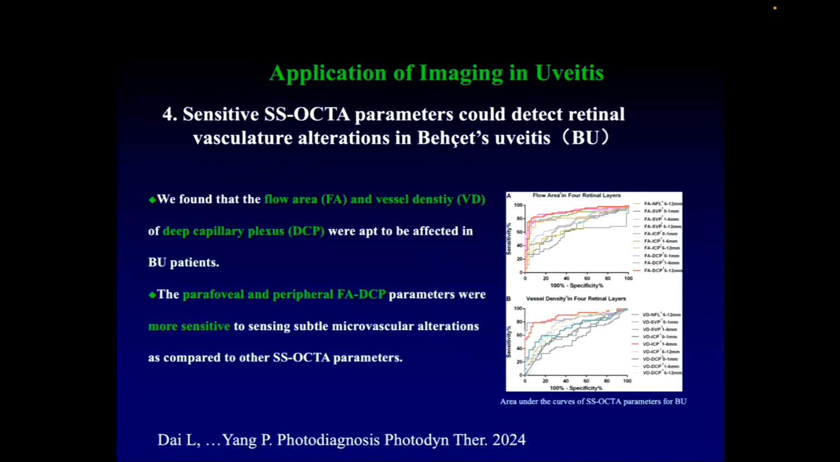Sensitive SS-OCTA parameters could detect retinal vascular alterations in Behcet's uveitis. We found that foveal avascular zone area and vessel density of the deep capillary plexus were apt to be affected in Behcet's patients. The parafoveal and perifoveal deep capillary plexus parameters were more sensitive to sensing subtle microvascular alterations as compared to other SS-OCTA parameters.